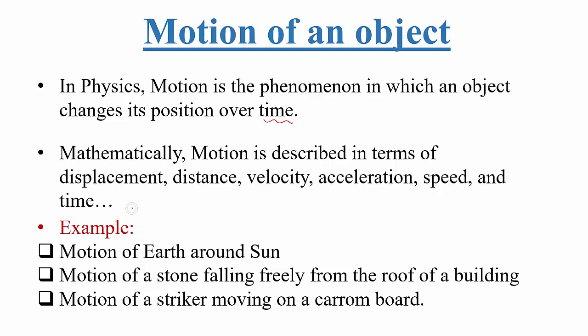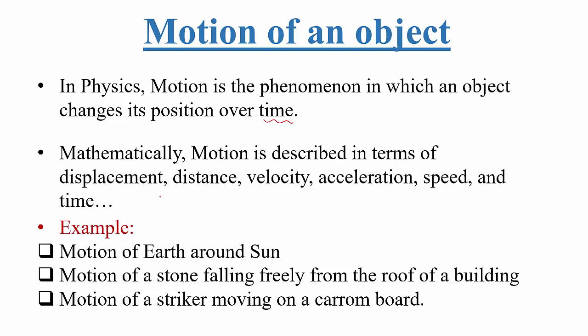So how to define motion of an object here? It is the phenomenon in which an object changes its position over time. When an object changes its position with respect to time, then we can say that the object is said to be in motion. Mathematically, we can use terms like displacement, velocity, acceleration, time to describe motion of an object.